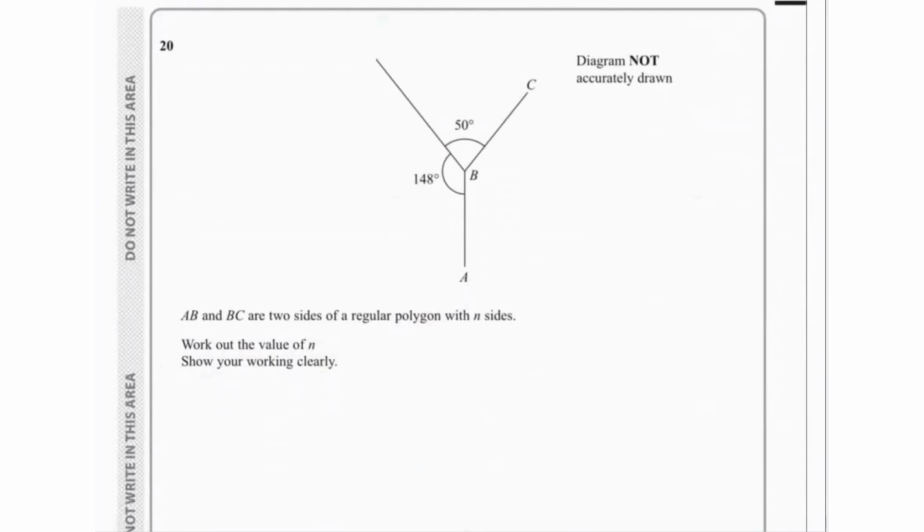AB and BC are two sides of a regular polygon with n sides. Work out the value of n. This question has appeared in the past papers so frequently that if you solve them, it's very simple. It's not a hard question. For this, you need to remember that full circle angle is 360. This is angles around a point, and angles around a point always add up to 360.